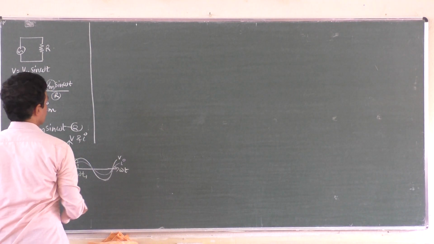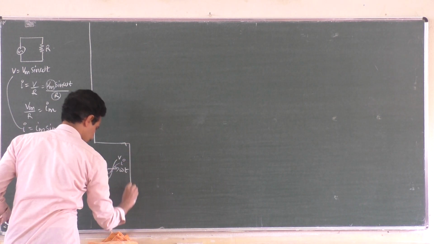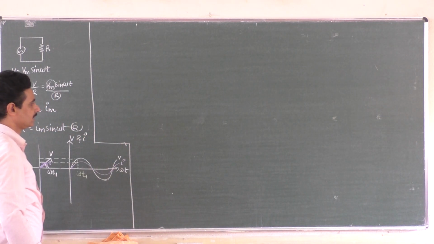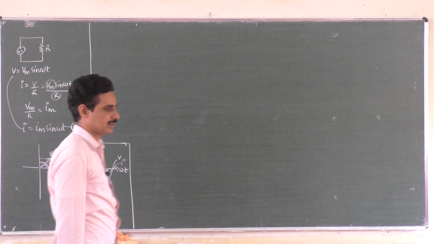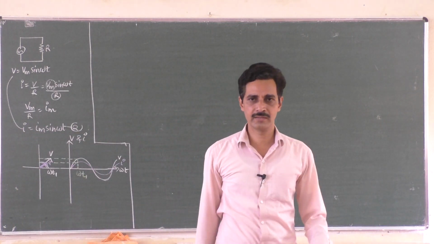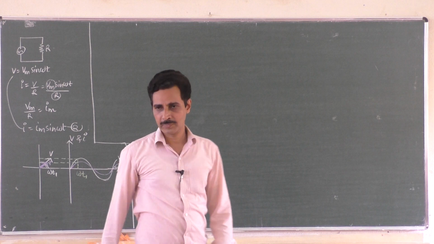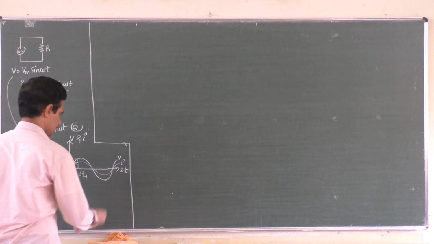When voltage keeps on increasing, current also starts increasing. When voltage reaches maximum, current also reaches maximum. When voltage reaches zero, current also reaches zero. Okay, negative maximum together, positive maximum together, like that.